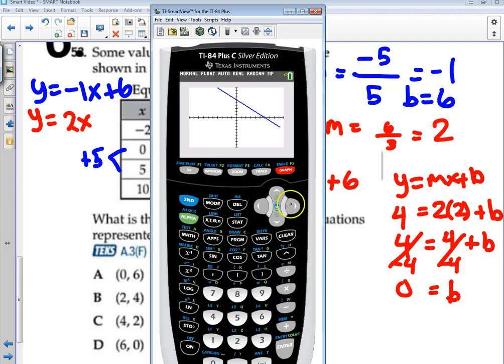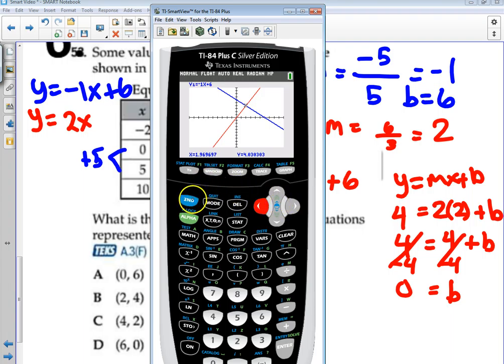So there's the first one, there's the second one, and the point that I'm interested in is that point right there. Now I could count it, 1, 2, that's 2, so I know that it's probably this answer because x is 2 there, and if you go up, that better be 4. You could also press trace and check it out that way. So it looks like it's going to be probably 2, 4.